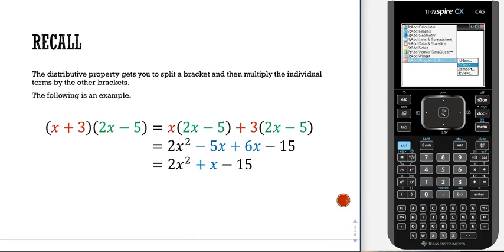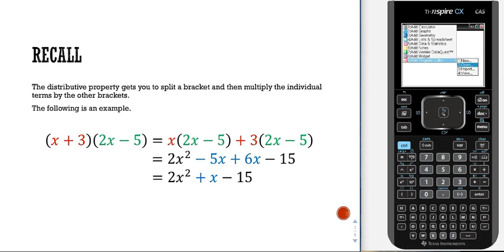All right. Just a quick recall, so we have already done this, but the distributive property for expanding two brackets: you need to split the first bracket, or you could do the second, it doesn't matter, but split a bracket and multiply each individual term by the other bracket. So this here is an example, x plus 3, 2x minus 5. You split that first bracket, multiply it by 2x minus 5, and then expand each of the individual brackets, collecting your like terms and ending up with a result. This is the same process that we're going to use for surds.